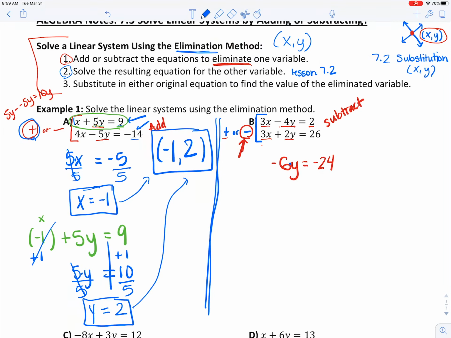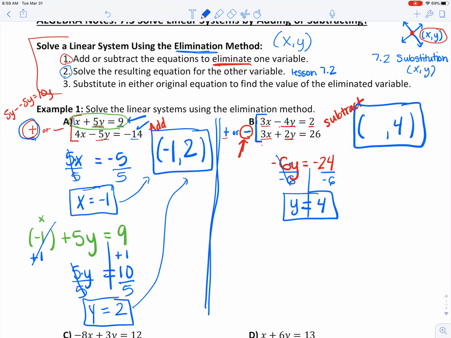Okay, how do you undo negative 6 times y? You divide by negative 6. All right, and if we do that, we should get y is equal to 4. That is half of the solution. So y is 4. I need to now find x. Okay, so I can plug this 4 either in for the top equation or the bottom equation. It doesn't matter. My hint to you is I like to find the one that looks easiest.